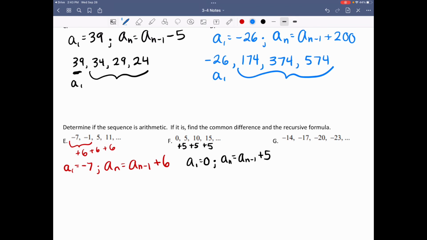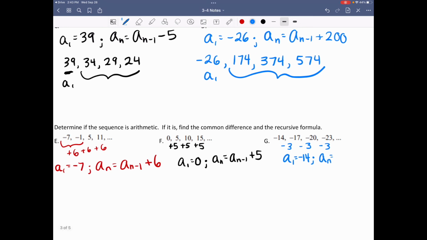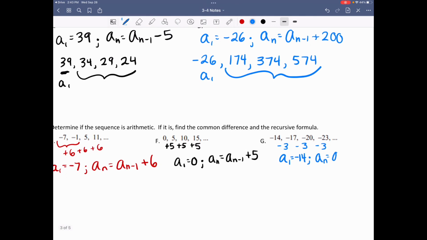And for our last one, it looks like we're subtracting 3 each time from each number. So negative 14 minus 3 gives us negative 17. Negative 17 minus 3 gives us negative 20. Negative 20 minus 3 gives us negative 23. So a sub 1, our first term, is negative 14. And we want to find a sub n, any number in the sequence. Any number in the sequence is the number before it, a sub n minus 1, and we subtract 3 from the number before. And that is it.